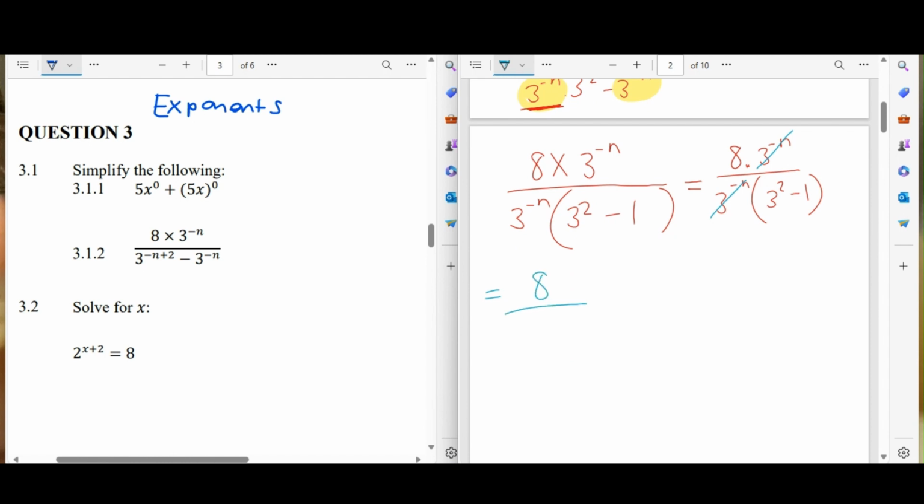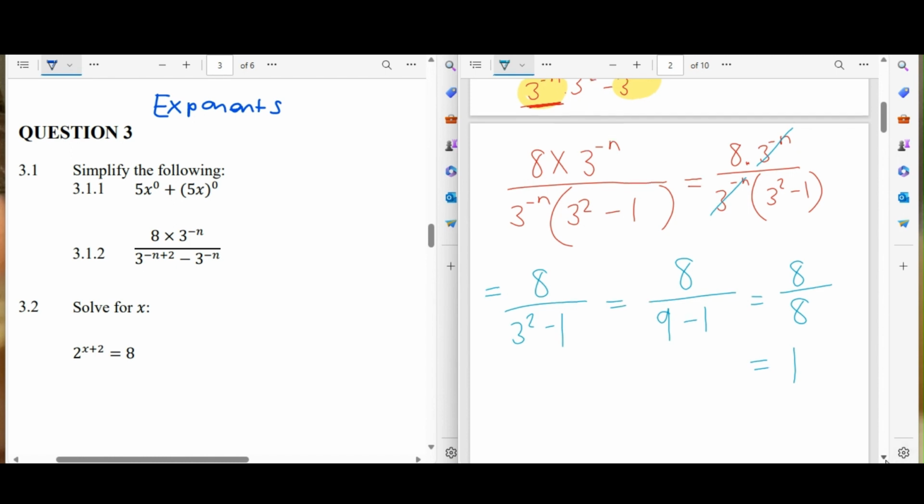Now we are left with 8 over the bracket. We can actually work this bracket out. We have 8 at the top. 3 squared is 9, minus 1. So we've got 8 over 9 minus 1, which is 8. And 8 divided by 8 would just give me 1 as my final answer. You can see we've really simplified that one a lot.